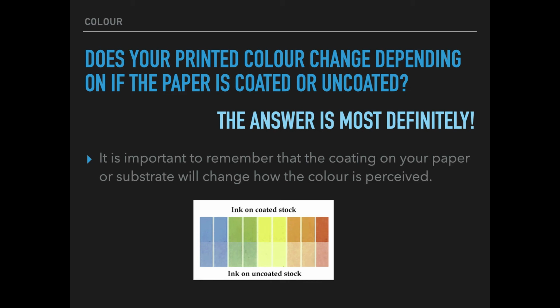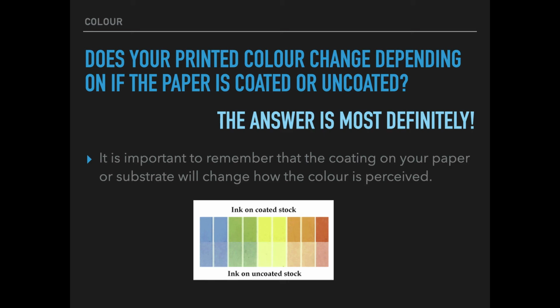Does your printed color change depending on if the paper is coated or uncoated? The answer is most definitely. It is important to remember that the coating on your paper or substrate will change how the color is perceived. So coated and uncoated. Coated tends to be your glossy, more photo quality paper. Uncoated is going to be your duller cardstock.